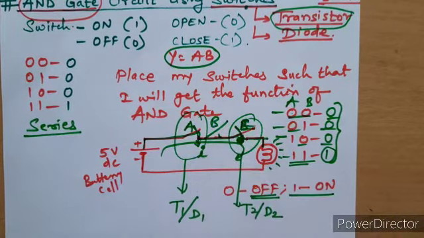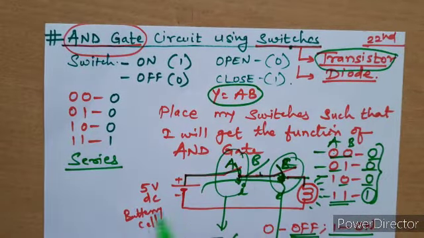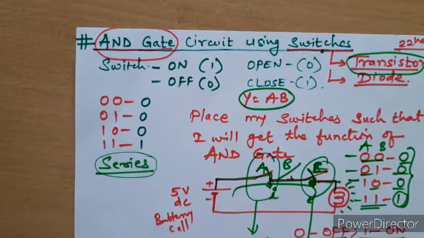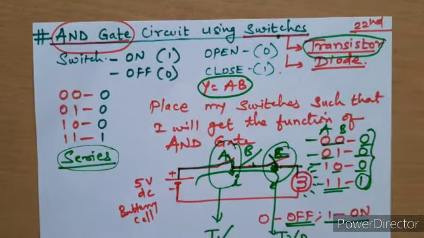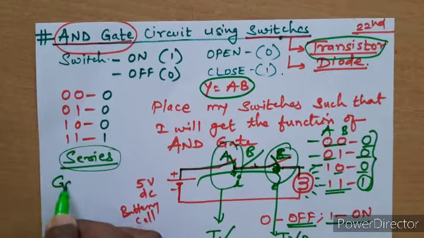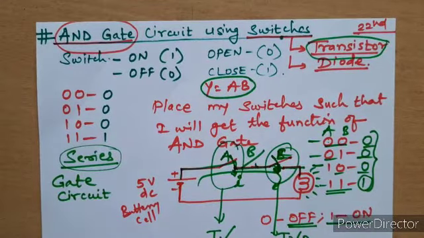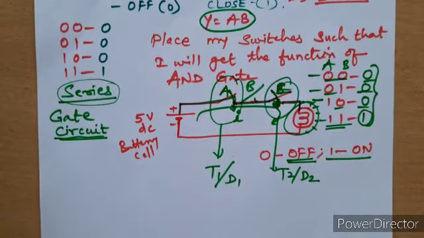So A, B, and consider this one C. But for the circuit to have AND gate operation, the switches must always be in series. So this is what we mean by a gate circuit. I already mentioned that it is a circuit which has one or more inputs and only one output. I hope that this concept is clear for you, right?